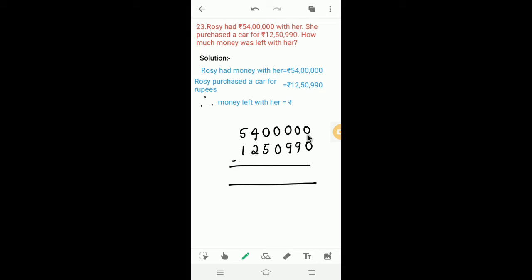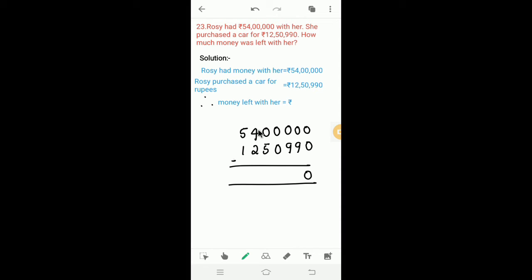Now I will start subtraction from ones place. 0 minus 0 is 0. 0 minus 9 is possible to subtract? No, it is not possible. So what we have to do? We have to borrow from next number. Here next number is 0, so we can't borrow. So we go for a next number. Here next number also 0, so we can't borrow. So we go for a next number. Here next number also 0, so we can't borrow. So we go for a next number. Here next number is 4.